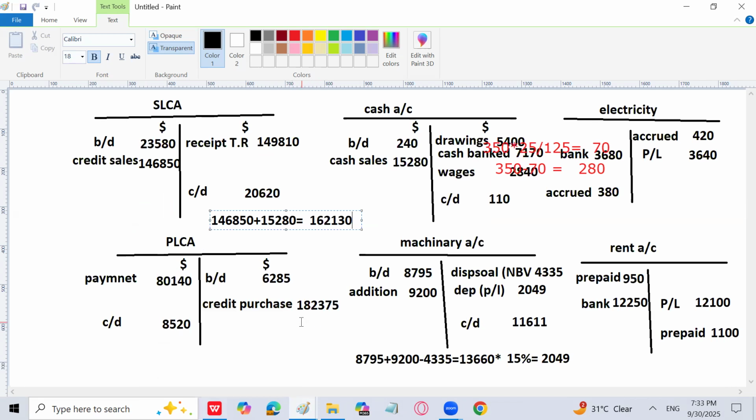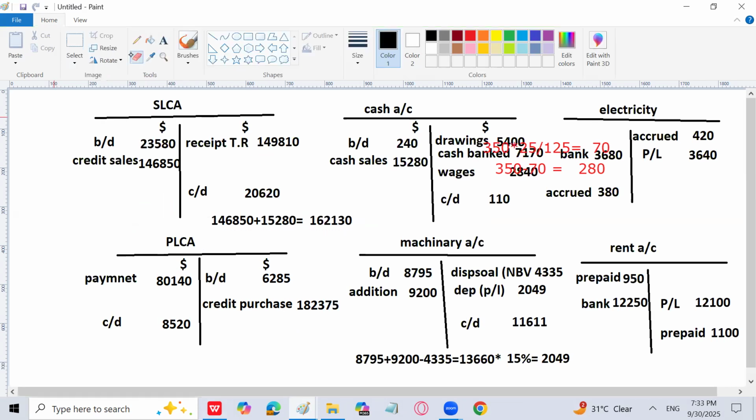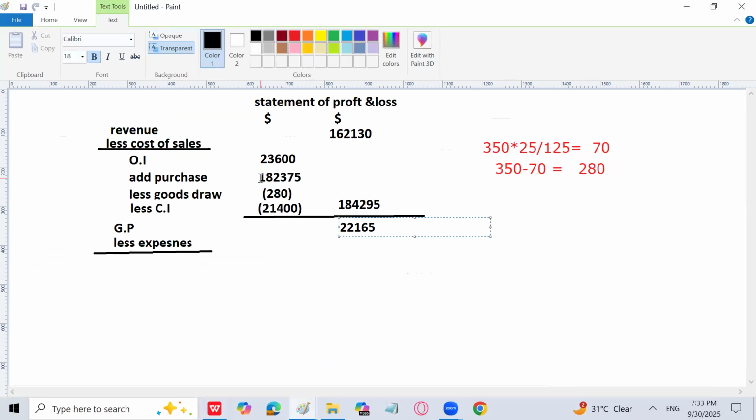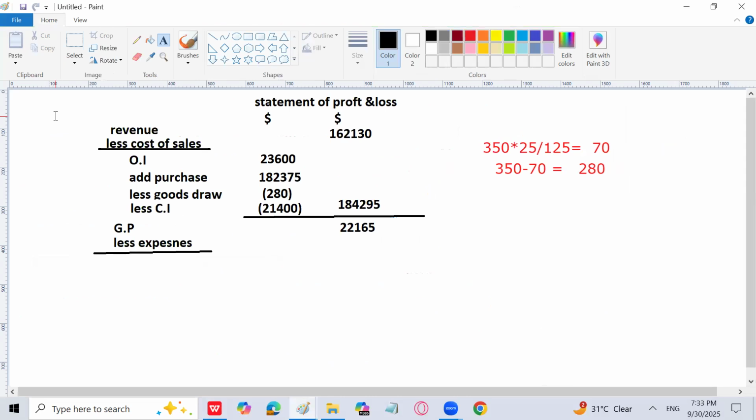I think purchases you have calculated wrong, my dear. 80140 plus 8520 minus 6285. So credit purchases can't come 182,375. Sir, it's 82375. Okay, so I have written it wrong. No problem, 82375. So let's correct it now. This is 82375. So we'll change this amount.